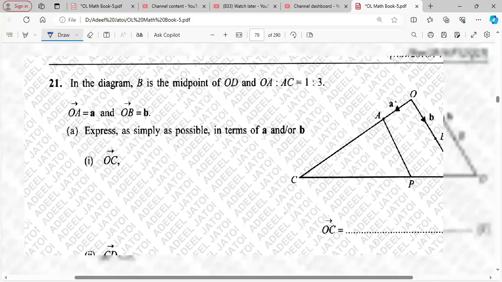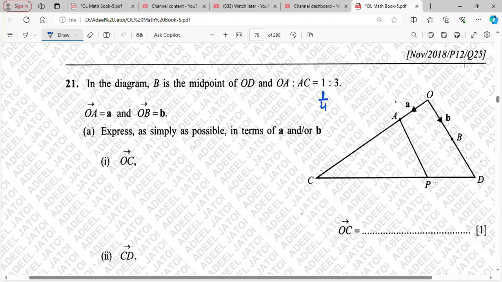So 1:3 means basically 1/4, and this will be 3/4. 1/4 and 3/4, because 1 plus 3 becomes 4. So can we just say that since we know OA, your OA is 1/4 of the entire OC, because the ratio is basically from O to C. This is breaking OC into OA and AC.